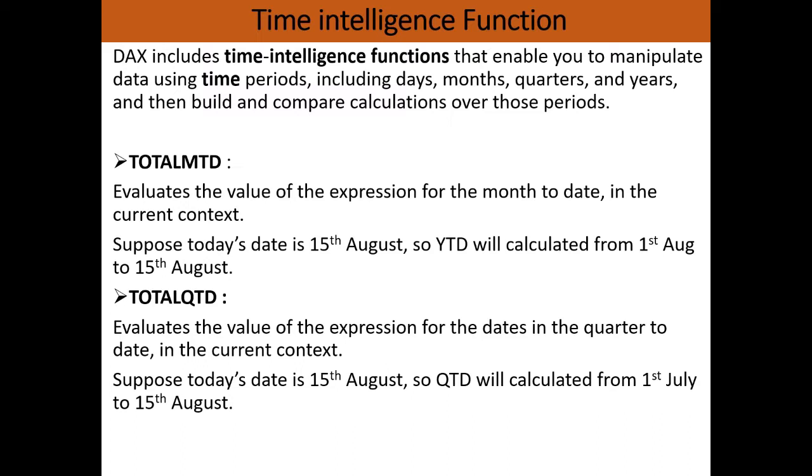Now next, QTD stands for quarter to date. It evaluates the value of expression for the dates in the quarter to date in the current context. Suppose today's date is 15th August. So QTD will calculate from the 1st July, because the first quarter is January to March, the second quarter is April, May, June, and the third quarter is July, August, September. So here it falls into the third quarter, that is 1st July to 15th August. That will be the total QTD in that particular third quarter.